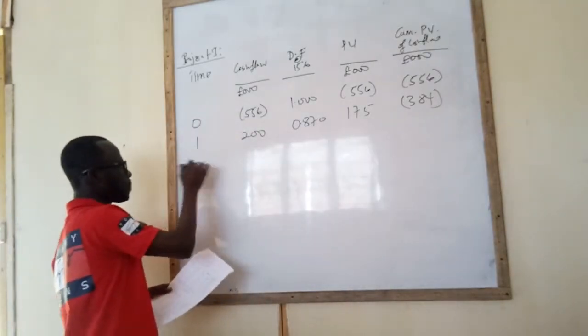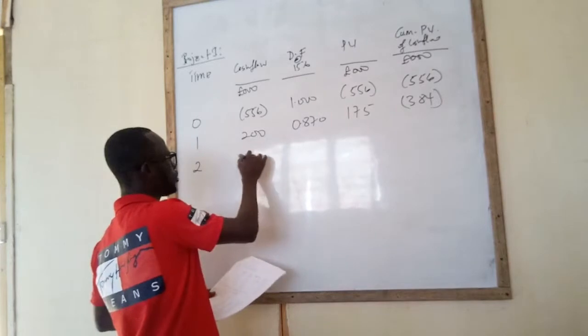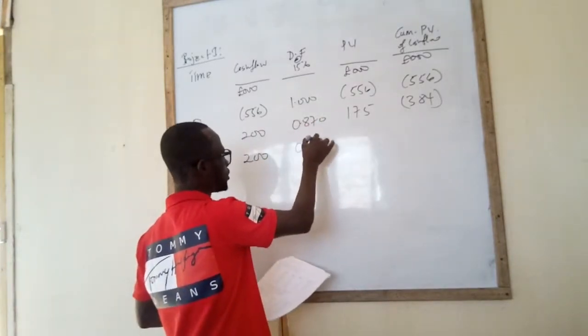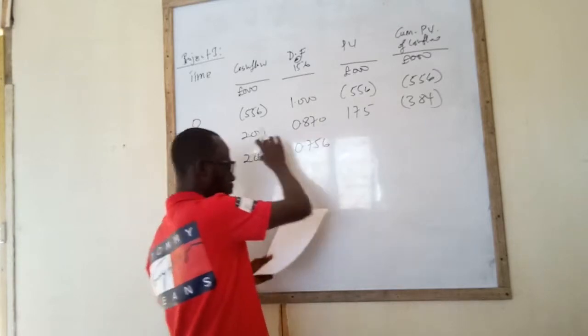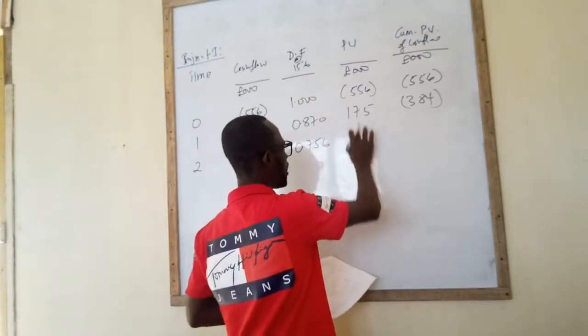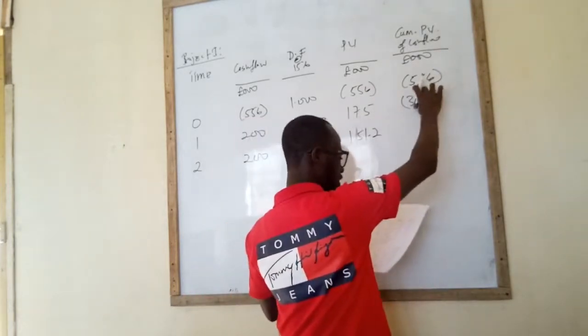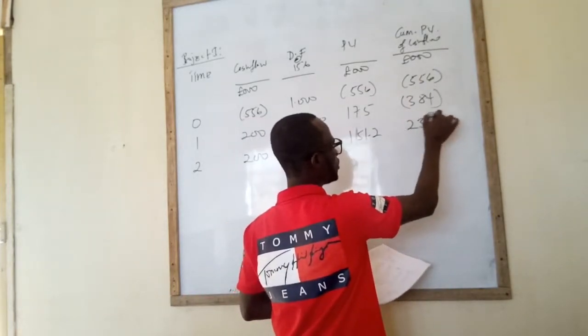Then year 2, still we're going to receive 200,000, but the discount factor here will be 0.756. When we multiply, we're going to get 151.2. Now that will reduce this negative to become 230.8.